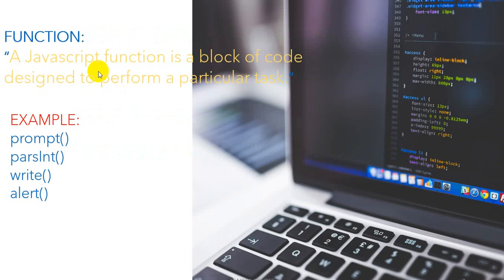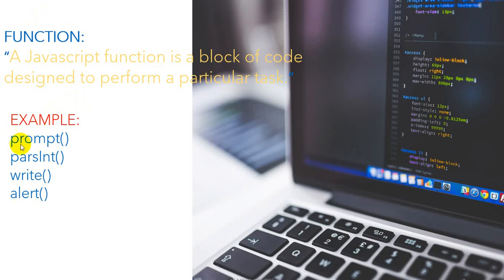A JavaScript function is a block of code designed to perform a particular task. This thing we have already learned, means a function is nothing but a set of code which is used to perform certain things. On the basis of your requirement you can create a function, and a function is nothing but a line of code.